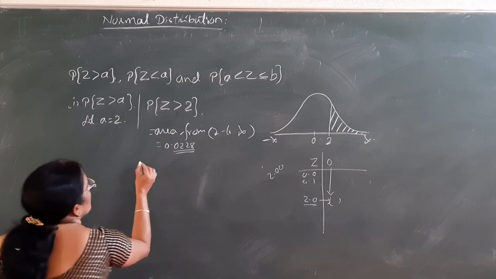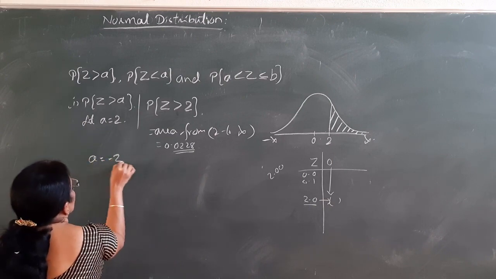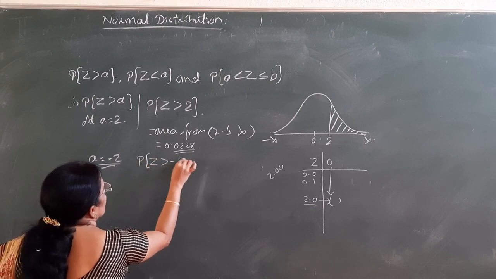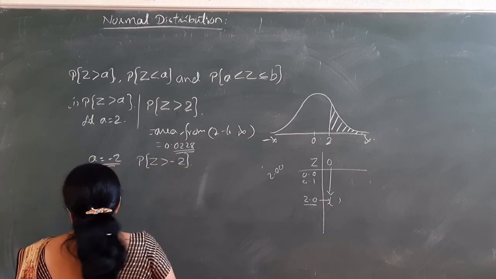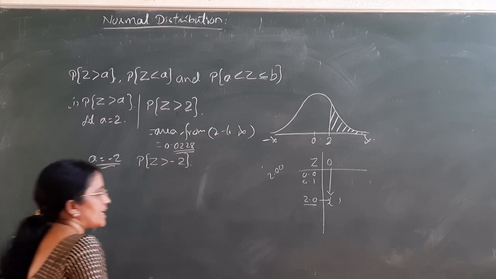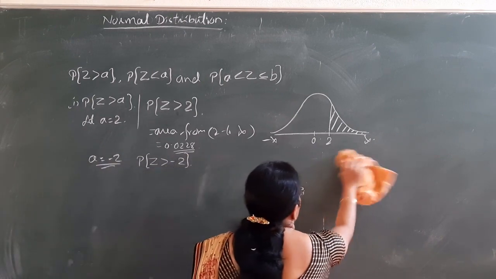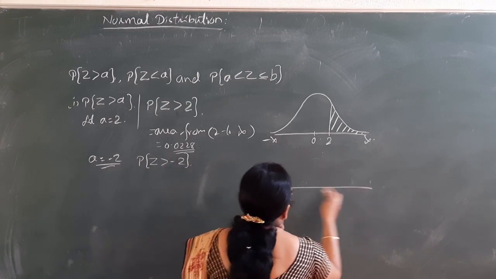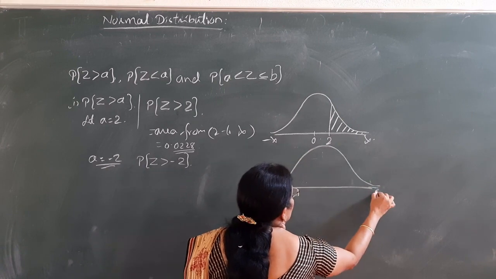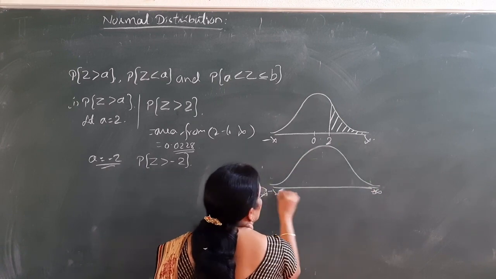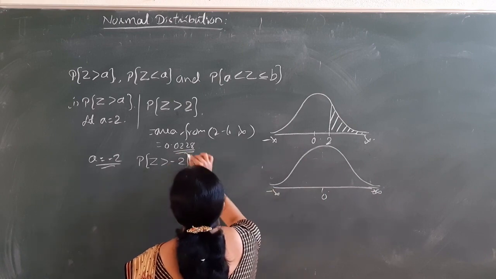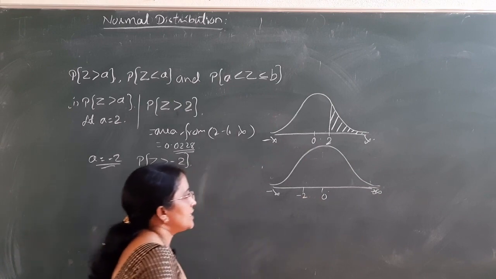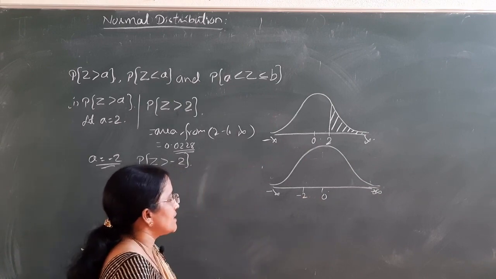Next, suppose a is equal to -2, then what happens here? Probability of z is greater than -2 we have to calculate. First, get a standard normal curve and represent that in the standard normal curve. The standard normal curve is this one, plus infinity, minus infinity. Next, mark this specific value of z, that is -2. It is negative, to the left of 0, mark it as -2.